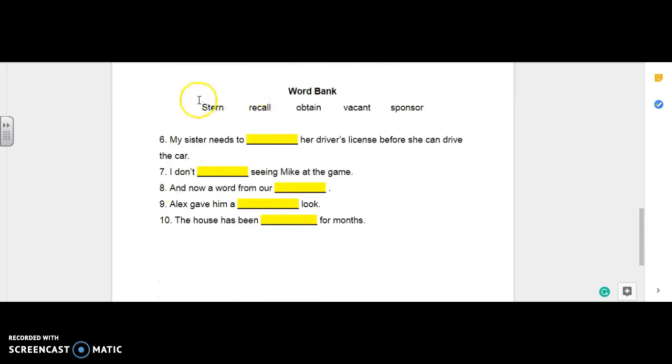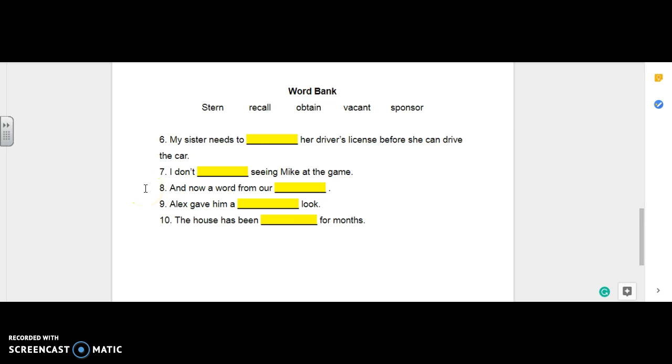Word bank. Stern, recall, obtain, vacant, sponsor. Number 6. My sister needs to blank her driver's license before she can drive the car. 7. I don't like seeing Mike at the game.